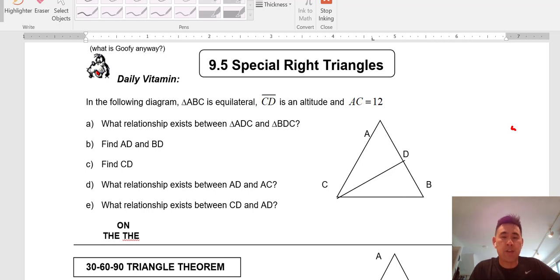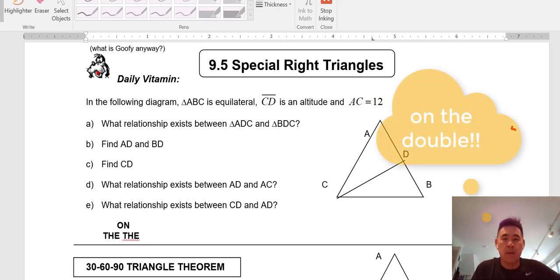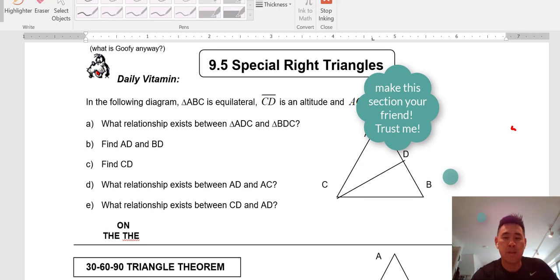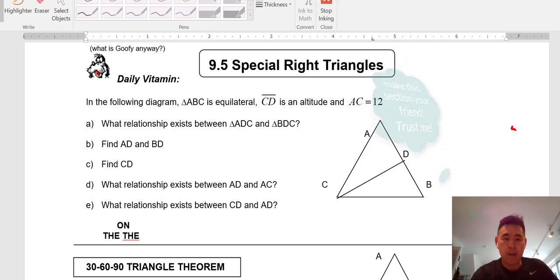All right, we're moving on to section 9.5, special right triangles. You can make an argument that this section, along with the upcoming trig sections, are the most important sections in the entire curriculum this year. It's because you'll be doing a lot with this next year and the years that follow. So make sure you pay attention and make sure you get your questions answered as we go through this section.